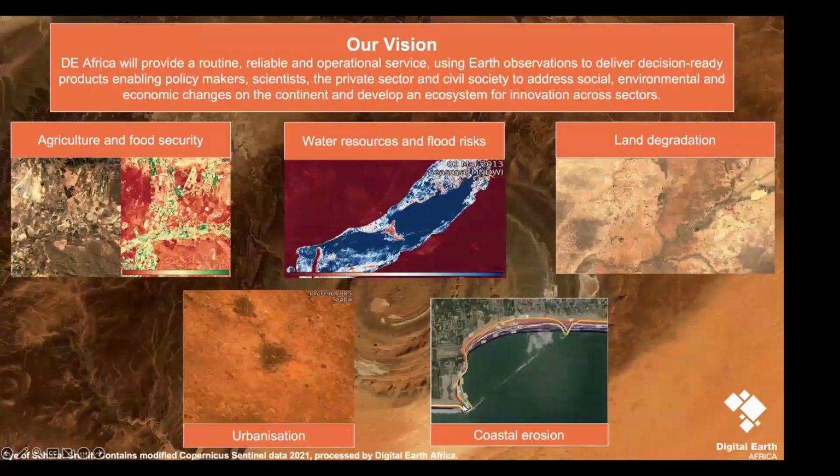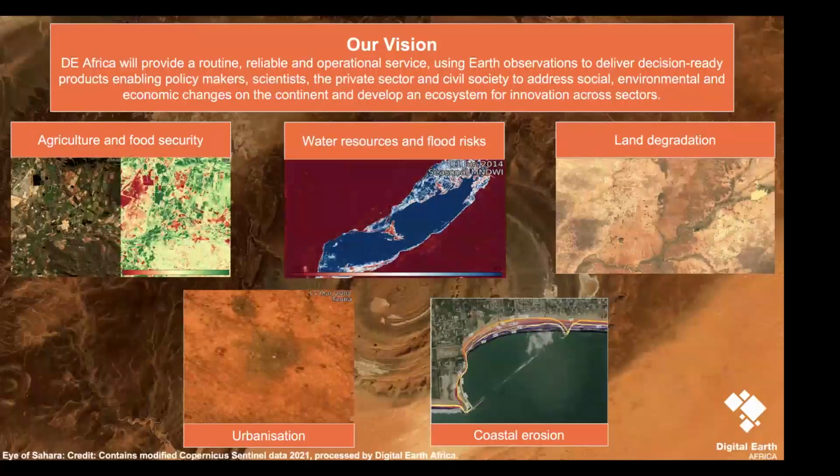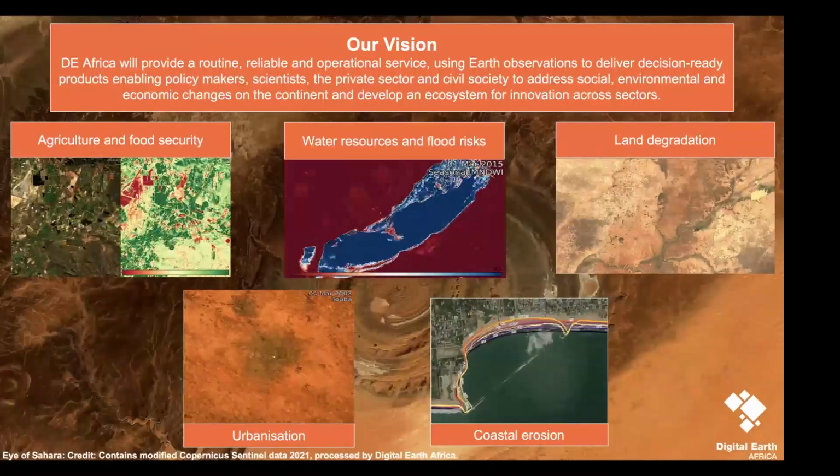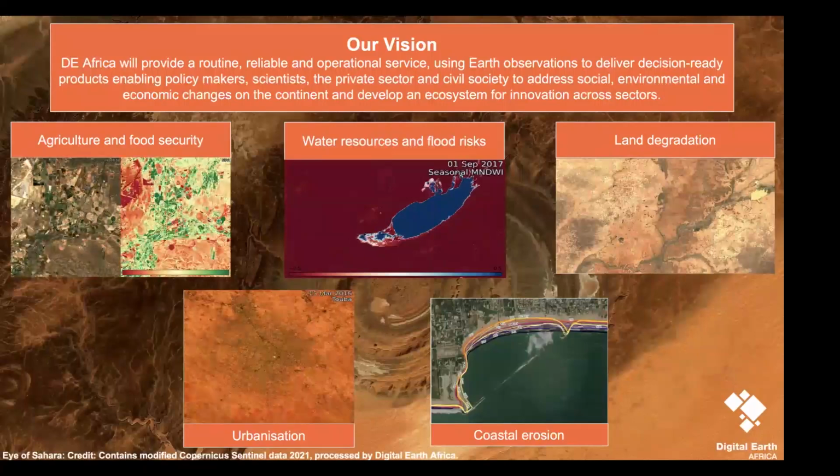So the Digital Africa program was set up four years ago to help the continent address various thematic areas from agriculture, water, land, urbanization and coastal management, and all the stakeholders are included in this important process, including the continental services, as well as some of the solutions that we have, like today's presentation.